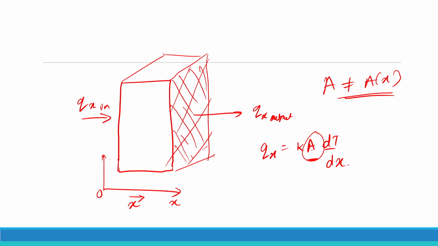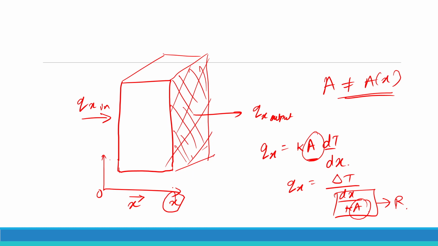That is why we can describe the resistance of this system straight away as qx upon, so we can write this as dx upon Ka, and this was our resistance only because this A was not depending on this direction x.